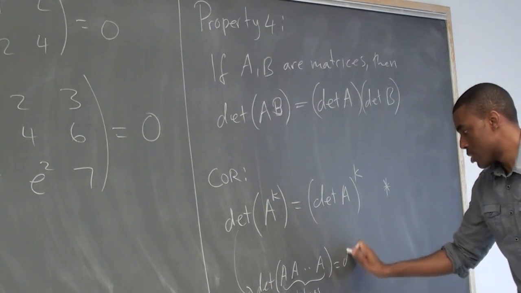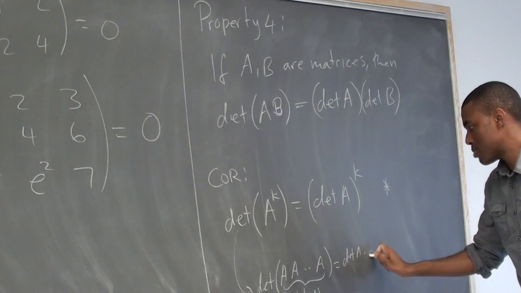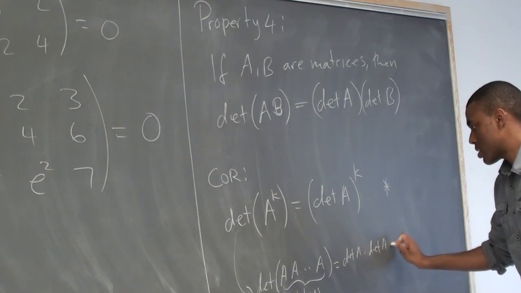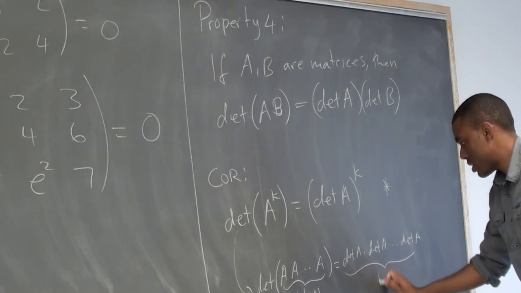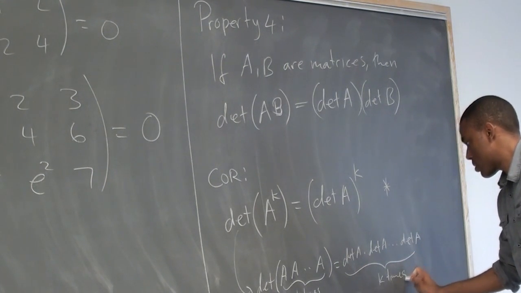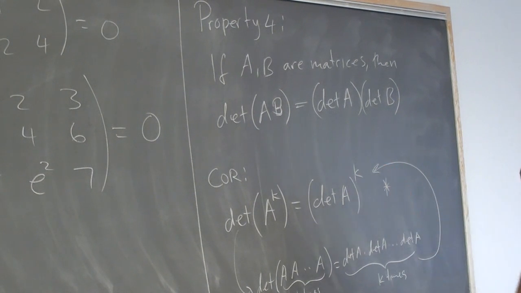And using induction, you'll know that you can write this as the determinant of A times the determinant of A, k times, which gives you that. So does this imply that the determinant is exponential then? Does that mean the determinant is exponential in properties then? I wouldn't say that. How did you define it then?